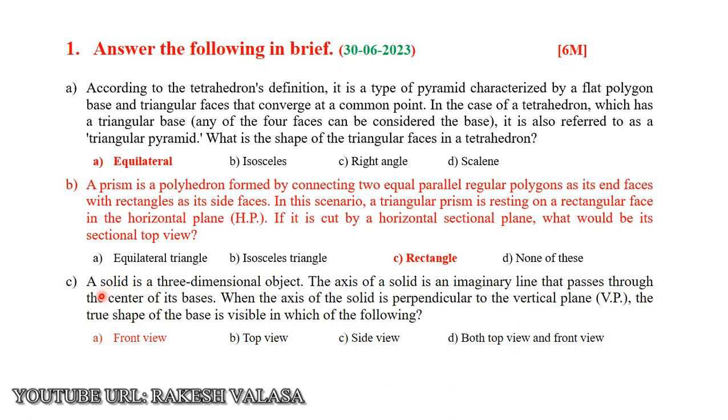Question number C. A solid is a three-dimensional object. The axis of a solid is an imaginary line that passes through the center of its bases. When the axis of the solid is perpendicular to vertical plane, the true shape of the base is visible in which of the following?